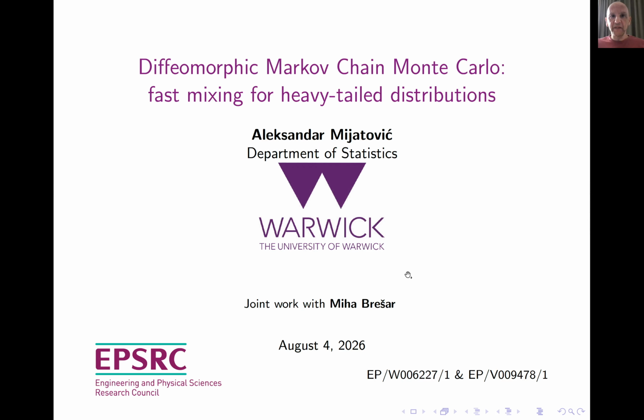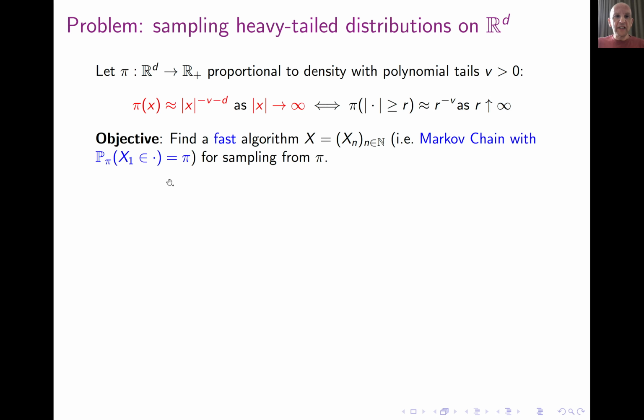Hi, the topic of this video is a new MCMC algorithm with fast mixing properties for heavy-tail target distributions. This is joint work with Miha Bresar. So the setting is I take pi, which is proportional to a density on R^d, that has polynomial tails.